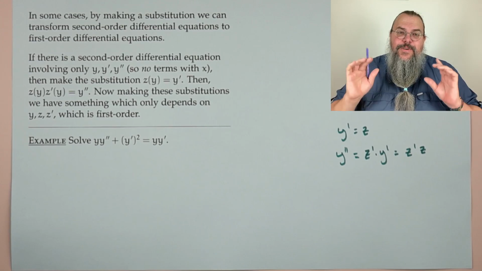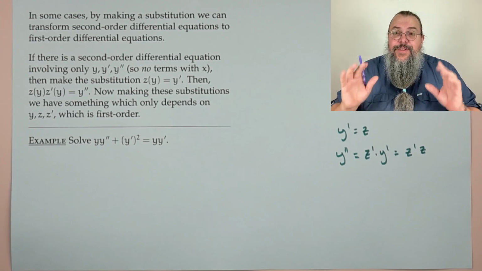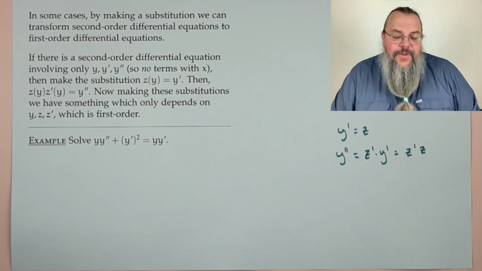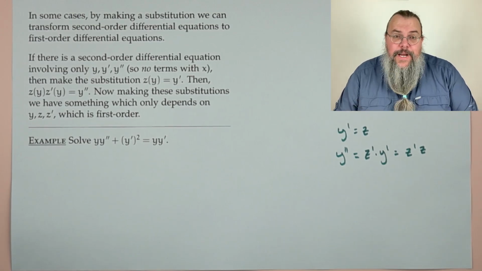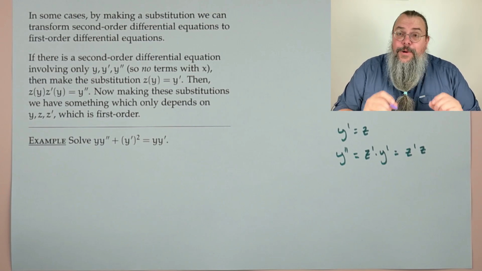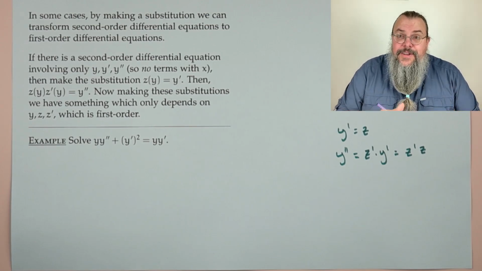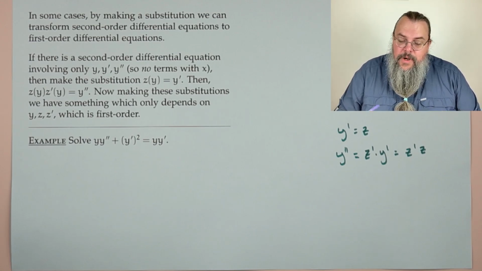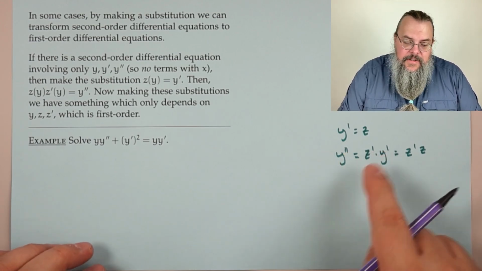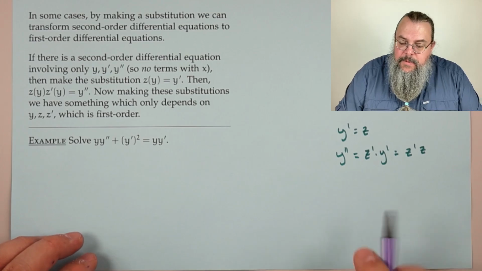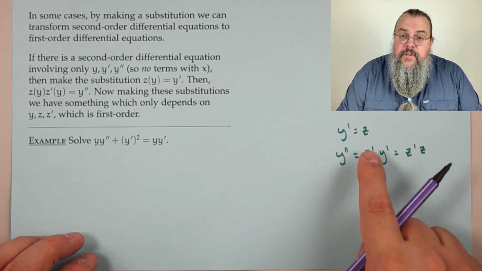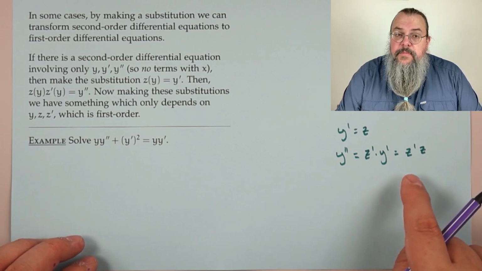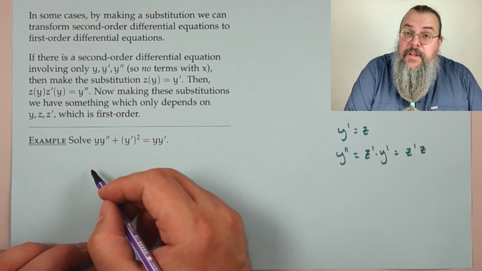So let's do one problem. Solve, oh, this should be good. Solve y times y double prime plus y prime squared is y prime. Okay, well, we already know what's going to happen because we have it here. So we say, all right, everywhere where I see a y prime, we put a z. Everywhere we see y double prime, z prime z. Okay, and what about the y's?